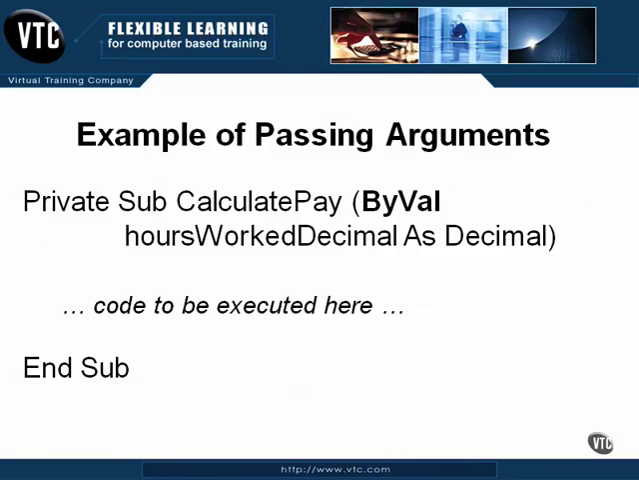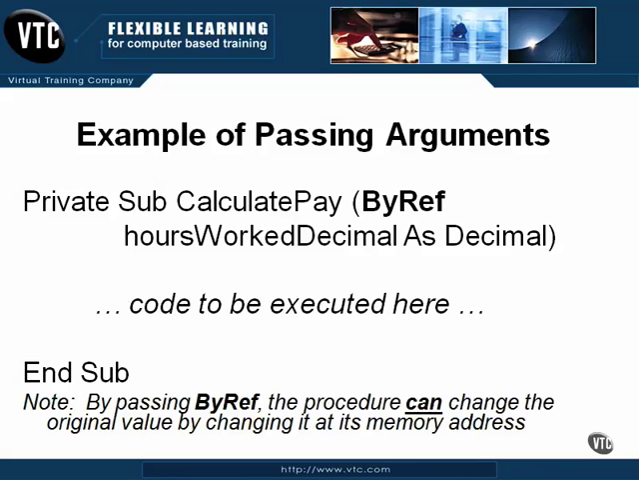Here's an example of passing a variable by value using a procedure called CalculatePay. You'll notice the subheader is called CalculatePay. Within the parentheses, instead of being empty as we've seen in the past, we are passing a variable called hoursWorkedDecimal. You'll note this variable is of type decimal, but the key here is that we're passing this by value. This means that the receiving procedure will be able to perform operations on the hoursWorkedDecimal, but it will not change the original value that was passed to it.